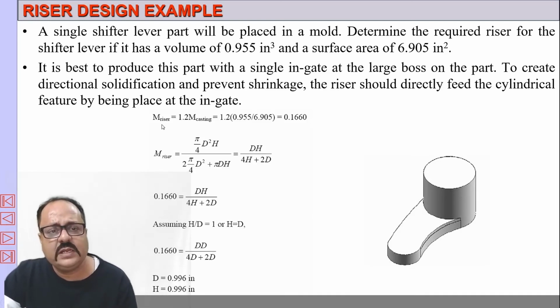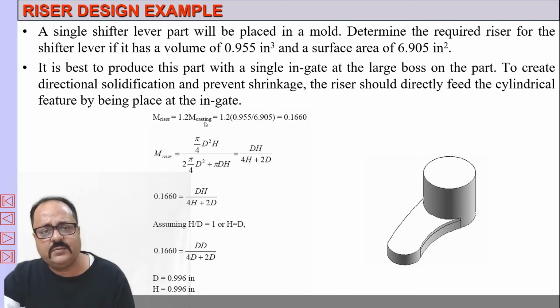So we can take the modulus of the riser equal to 1.2 times the modulus of the casting. It comes out to be 0.1660, and the modulus of the riser can be written in this manner: it will be D H by (4H plus 2 R D). And if I take H by D equal to 1, or H equal to D, from that we can calculate D equal to 0.996 and H equal to 0.996 inch. From that we can calculate the dimension of the riser.